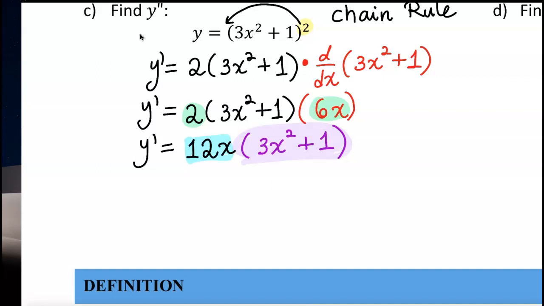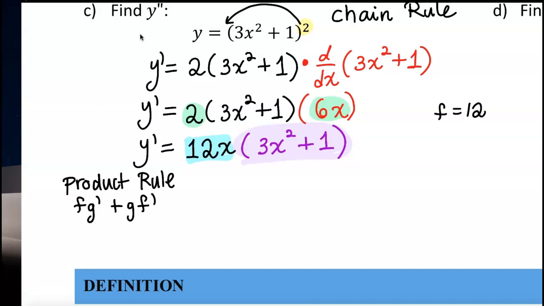If I can get my pen to work. So the product rule is first times the derivative of the second plus second times the derivative of the first. So let me label everything that I have. My first, f, is 12x. What is the derivative of 12x? That's just going to be 12.